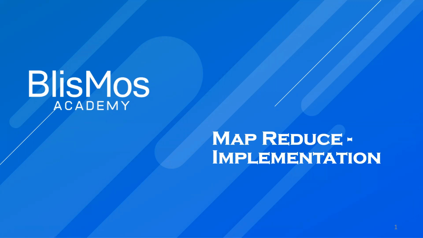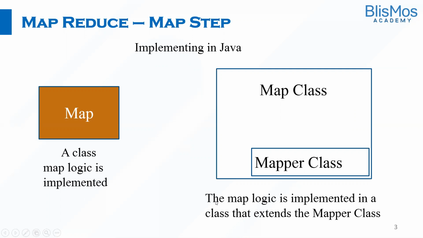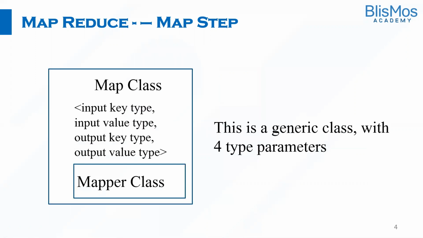Now let us try to understand how exactly that will be implemented in Java at a very high level. We will not be drilling down deep. At a very high level, we'll understand how it is implemented in Java. As we already discussed, we have a map phase, we have a reduce phase, and in terms of driver program, we have a main driver program. The map logic is implemented in a class that extends the Mapper class. If you want to implement a mapper logic, we have to implement it in a class that extends the Mapper class.